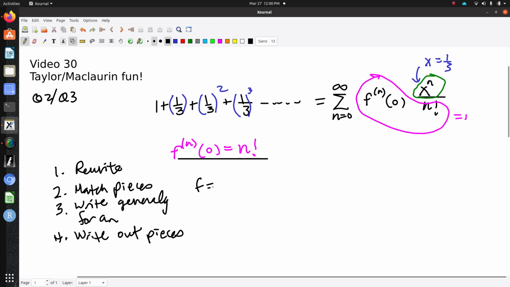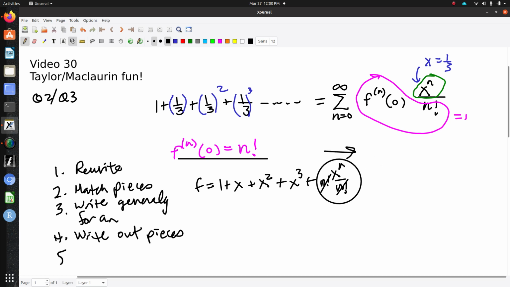We can say f is equal to, let's see, 1 plus, this must be x plus x squared plus x cubed, because with each of these pieces it would be x to the n over n factorial times n factorial to make those cancel, right? So this is what's happening. You're just generally getting x to the n's, and now you look it up.